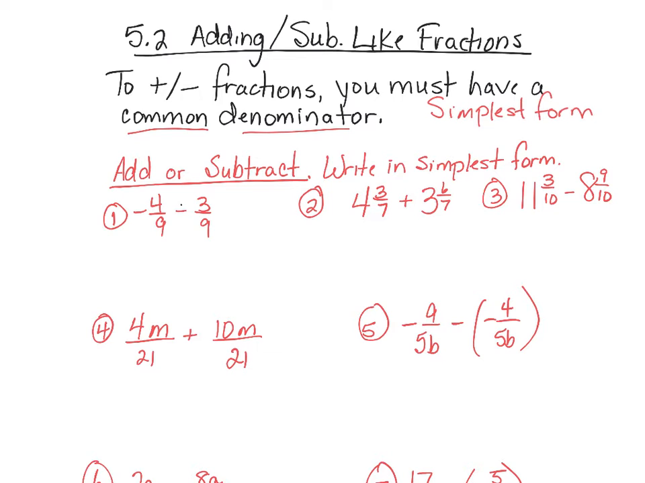Well, we're going to do keep, change, opposite. Notice they have the same denominator, and it's a negative plus another negative, so we're really adding them, and you get negative 7 over 9, which is reduced.